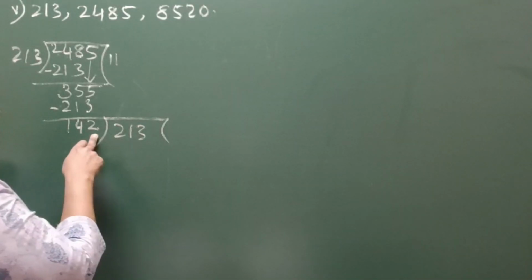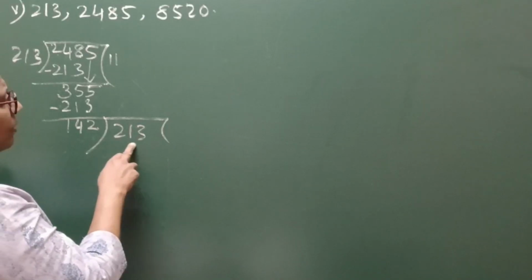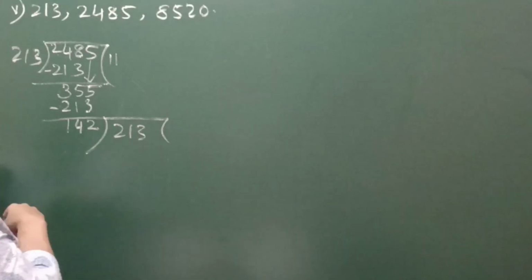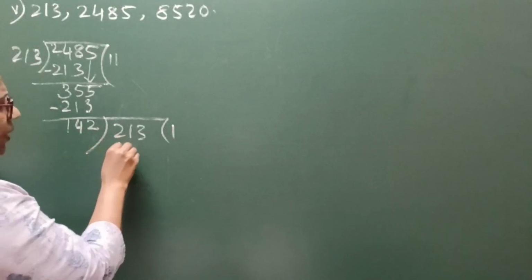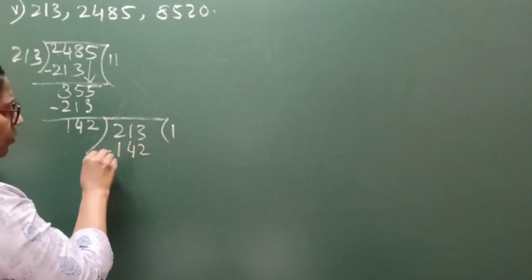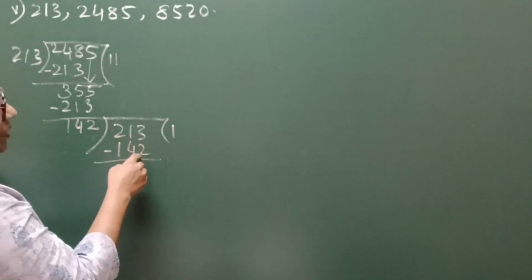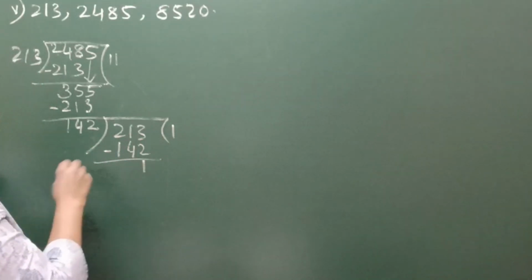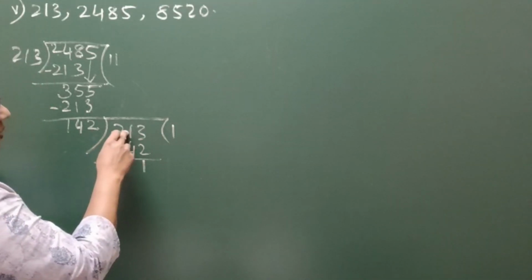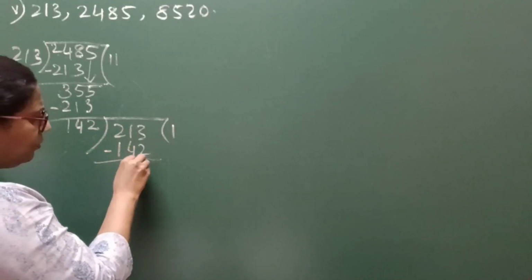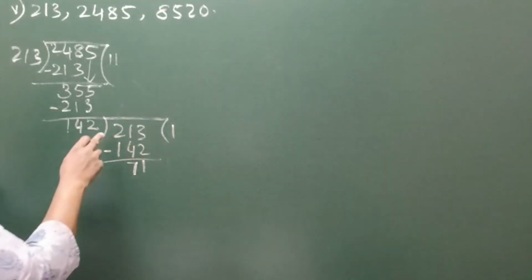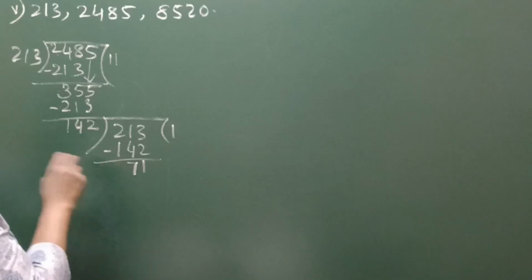Here 142 and here 213. It's only 1 time, not more than that. So write direct 142 and subtract. 3 minus 2 is equal to 1. Here is only 1, so borrow from here and make it 11. 11 minus 4 is equal to 7. Remaining 1 here, 1 minus 1 is equal to 0.